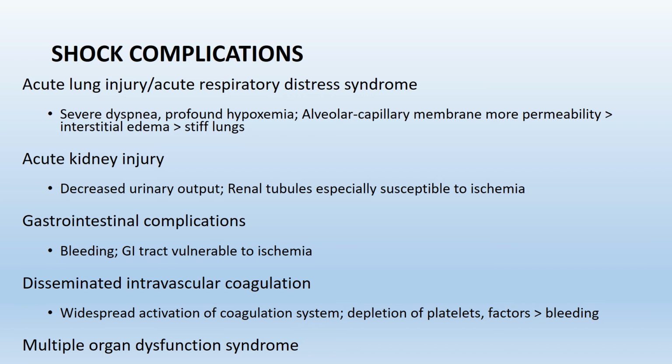And briefly, I just want to mention the complications associated with shock so that you can note that it does affect many body systems. Acute lung injury or acute respiratory distress syndrome, and I have the mechanism listed there for you, can cause acute kidney disease, gastrointestinal complications, disseminated intravascular coagulation, and multiple organ dysfunction syndrome.